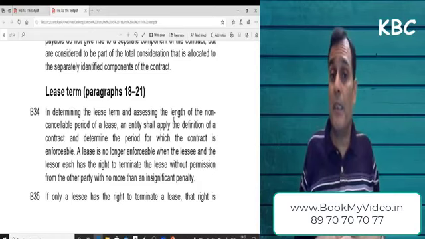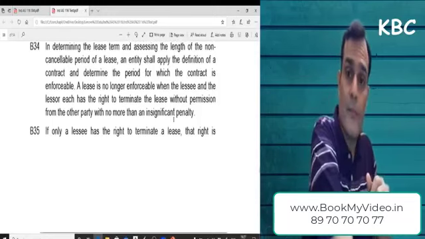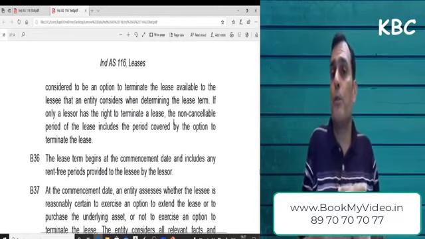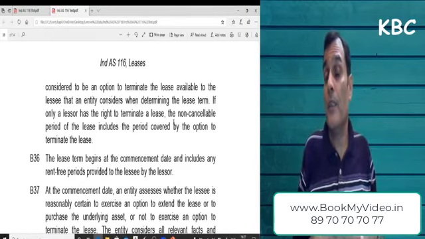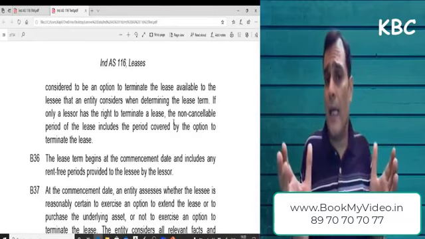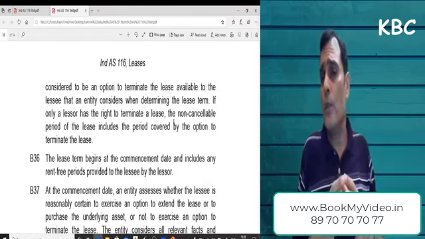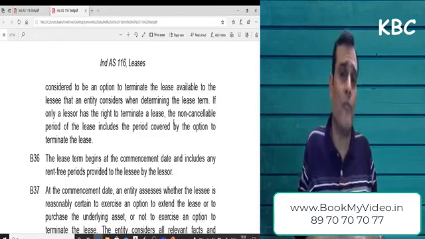It says in B35, if only a lessee has a right to terminate a lease, that right is considered to be an option to terminate the lease available to the lessee that an entity considers in determining the lease term. If only a lessor has a right to terminate, the non-cancellable period includes the period covered by the option. Sir, went over my head.